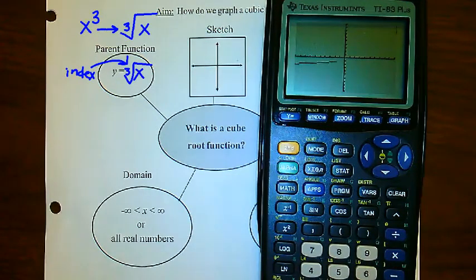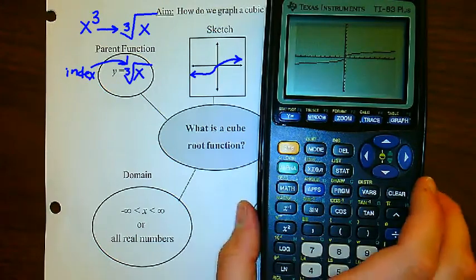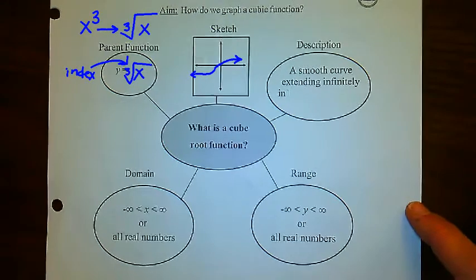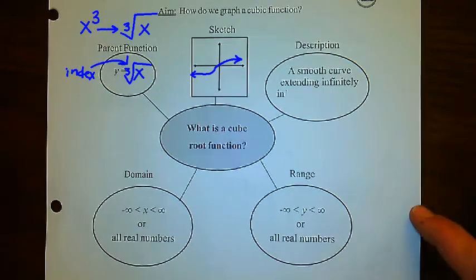So remember, this is just a sketch. All right, so it kind of starts like this, and then it goes through 0, 0. So something kind of like that. Remember, it's a sketch, so you don't have to plot any points or anything. Now, this one is a little bit trickier than the square root functions, so I just want to go over the domain and range because it is a lot different.